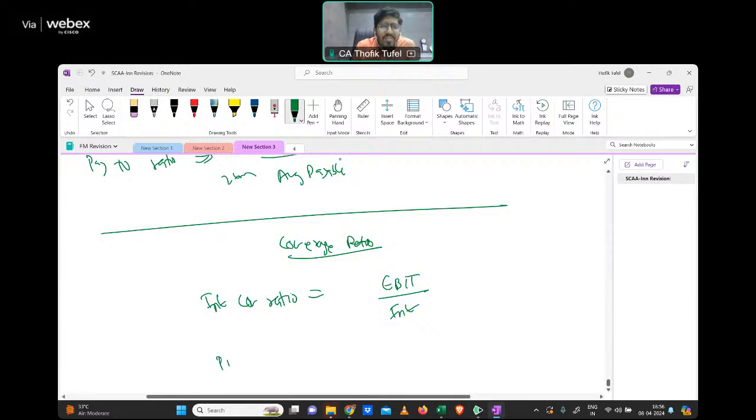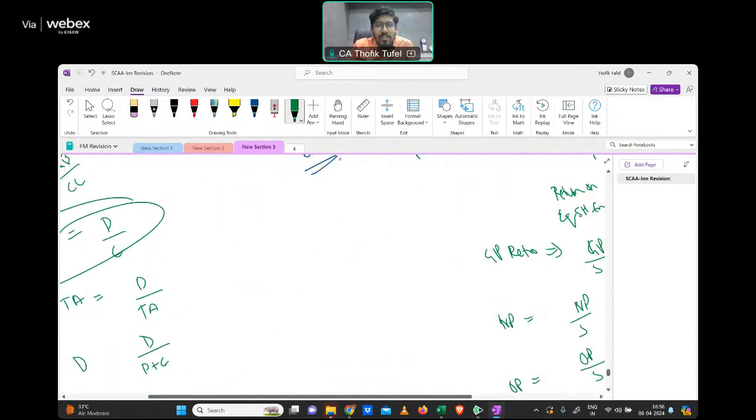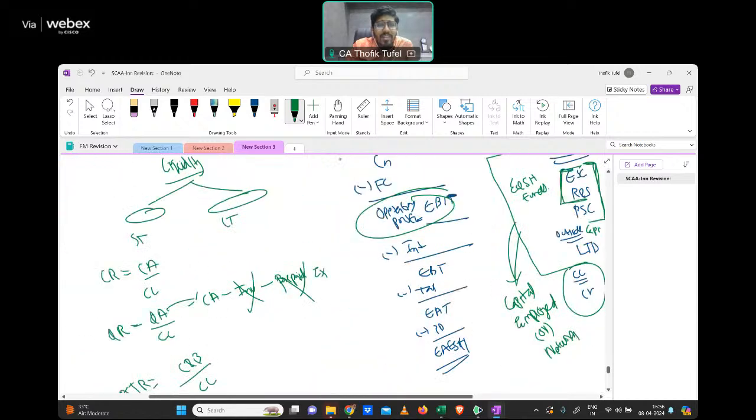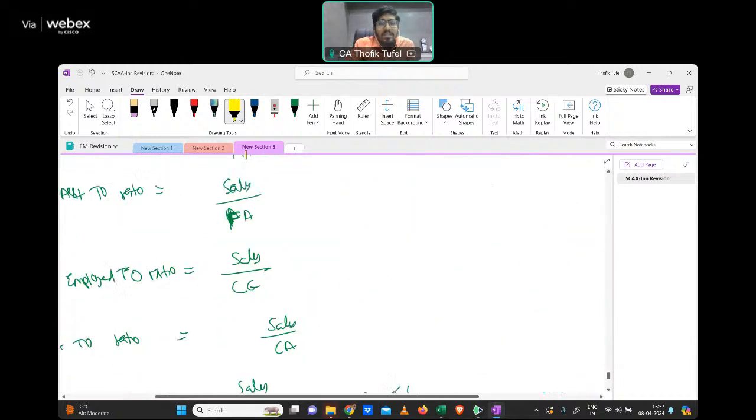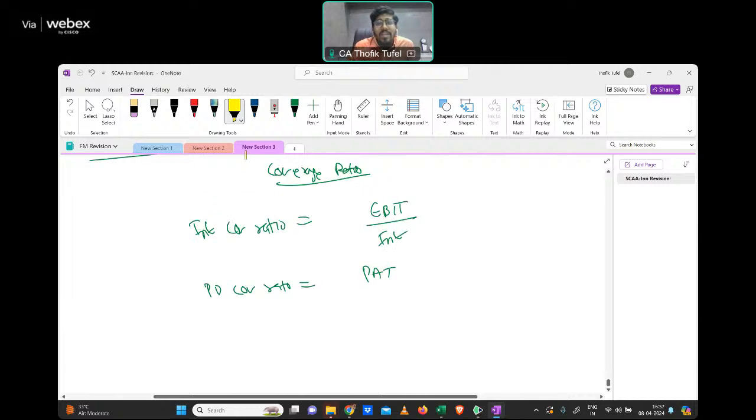Okay sir, for preference dividend coverage ratio, what should you take? You take PAT, because it is from PAT that you pay the preference dividend. So it will be PAT divided by preference dividend. How do you pay interest? You pay interest from EBIT. So that is the reason interest coverage ratio is EBIT divided by interest, and preference dividend coverage ratio is PAT divided by preference dividend.